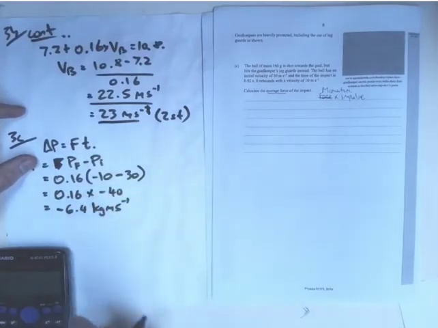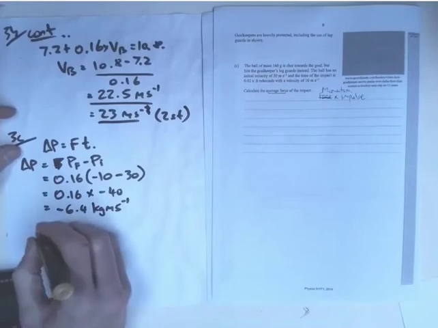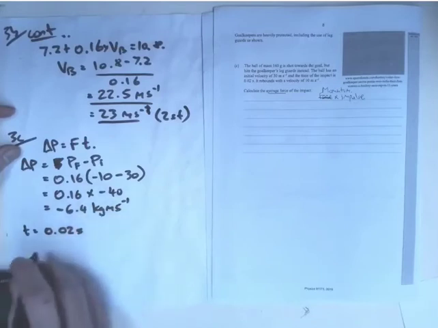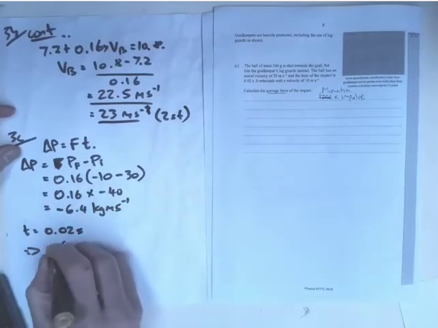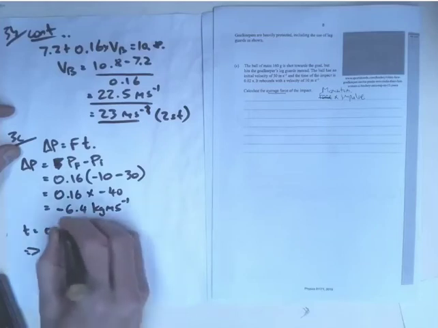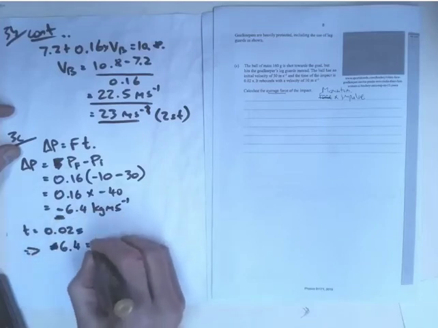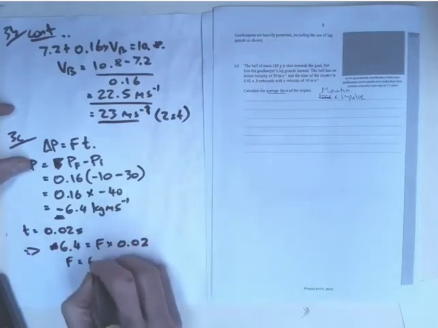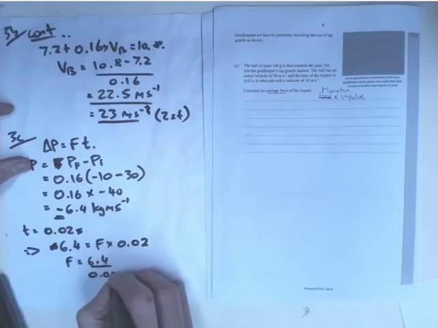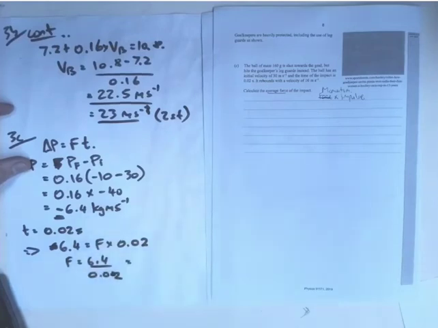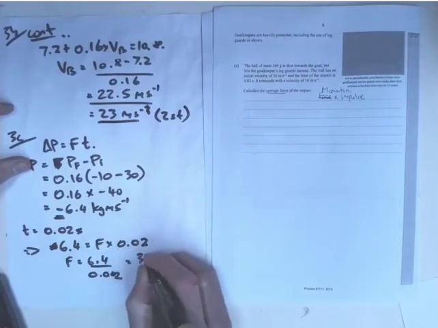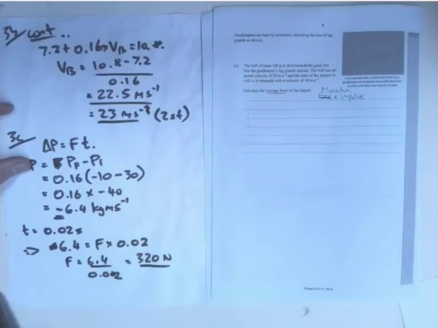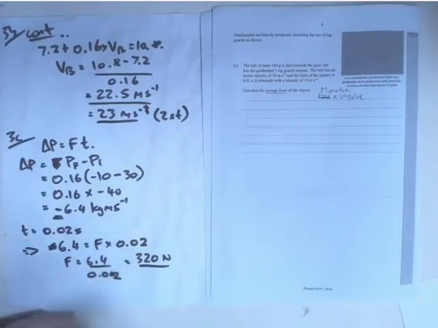So the actual change is not 30 minus 10, it's minus 10 minus 30, or minus 40. Sorry, that's the change in velocity, minus 10 minus 30, which gives you negative 40 as the change in velocity, rather than negative 20. And the time is given, so you can now work out that the change in momentum equals force times time, so force equals the change in momentum divided by time, and ultimately gives you a force of 320 newtons to two significant figures.